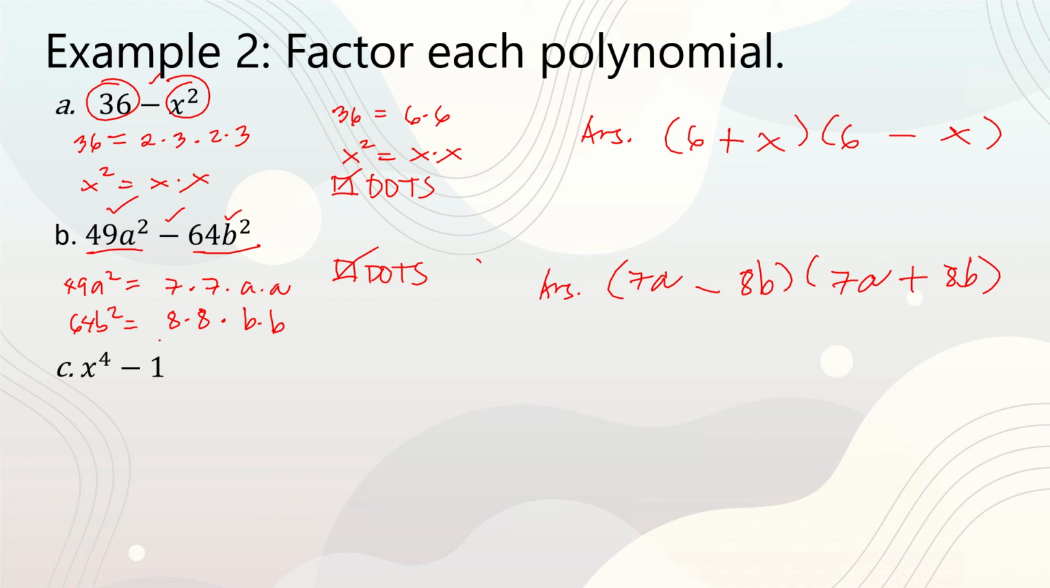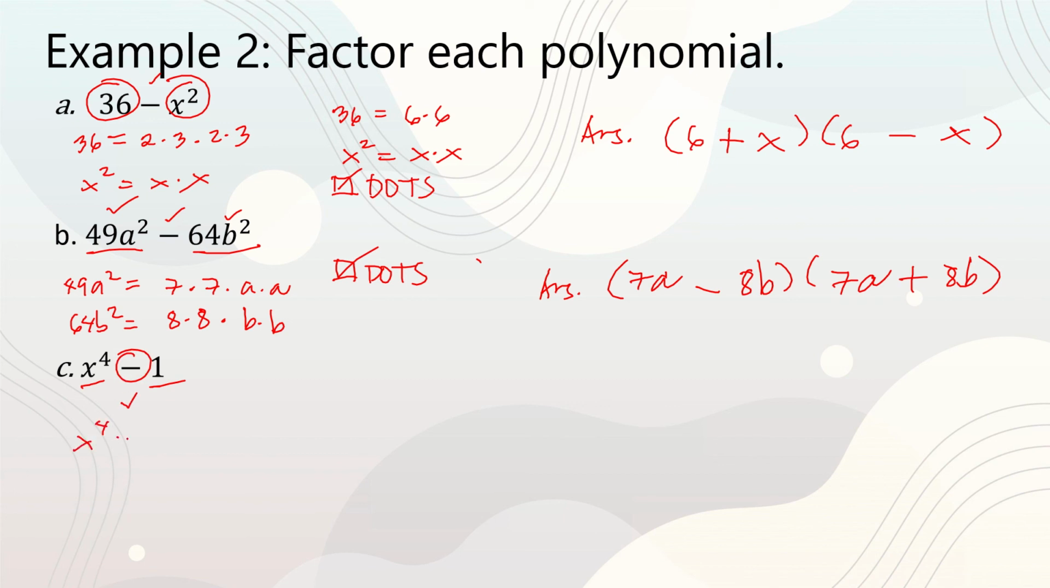Okay. Lastly, x to the power 4 minus 1. So, may common factor ba yung first term at saka second term? Wala. Ngayon, check mo na lang kung factorable by DOTS kasi dalawang terms na, di ba? So, it's either DOTS or SDTC. So, for now, DOTS. Say, minus, so check.